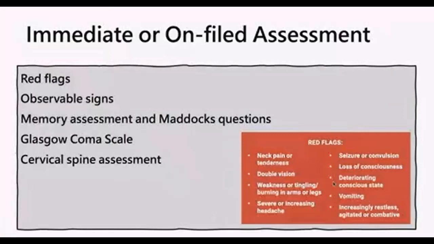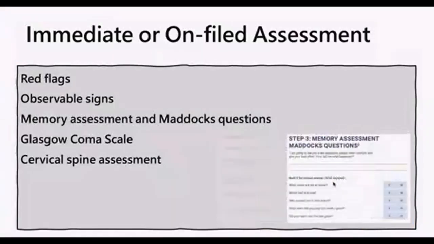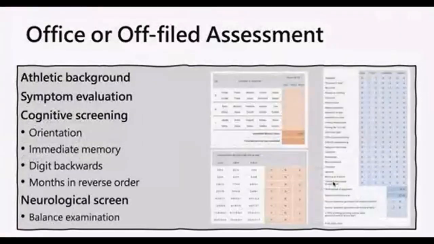So first is an immediate or on-field assessment. We are going to look at whether there are red flags for more severe brain injury, for example, seizure, neck pain, double vision, or vomiting, and some observable signs, for example, facial injury. And we will ask Maddocks questions to make sure the orientation is good, and also Glasgow Coma Scale and cervical spine assessment to rule out the possibility of more severe spinal cord injury. And these are the on-field assessments.